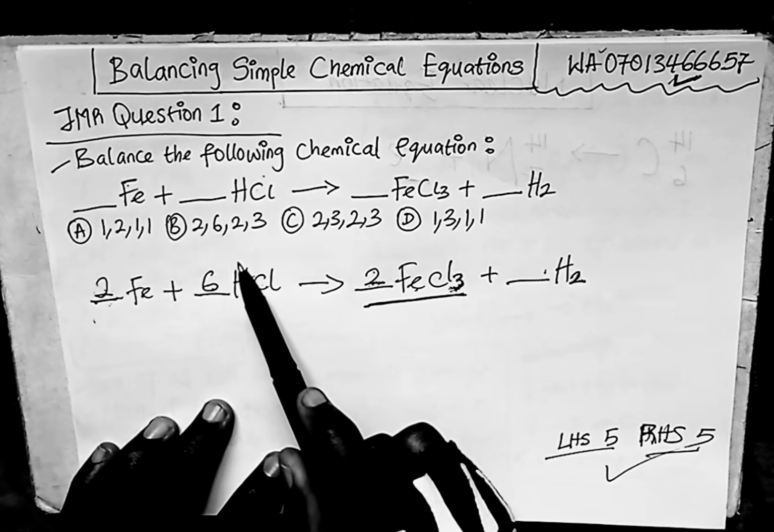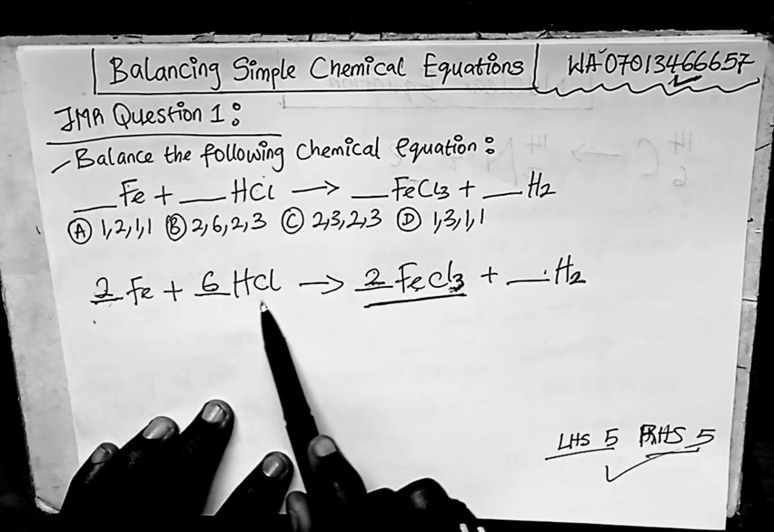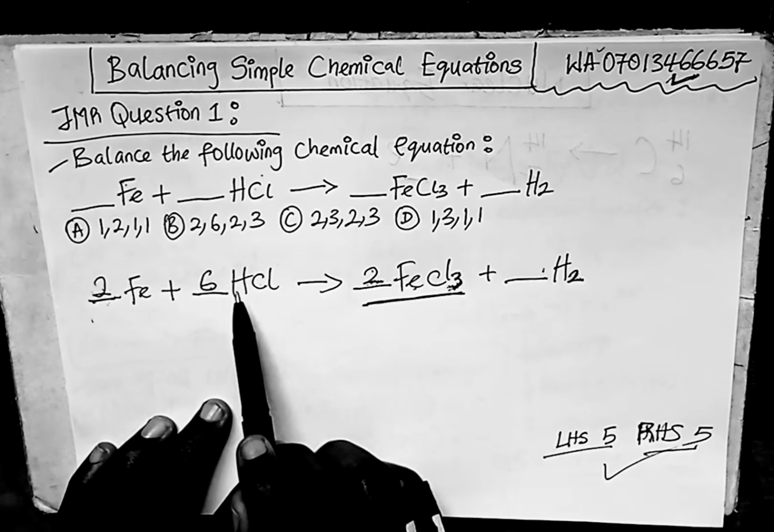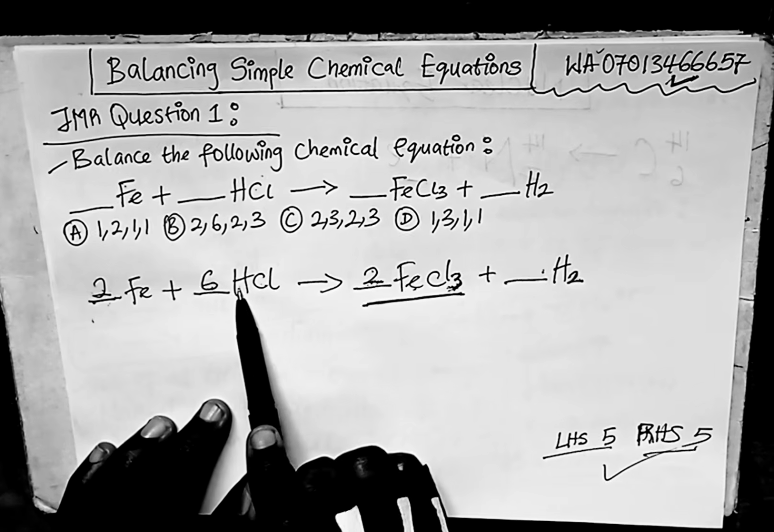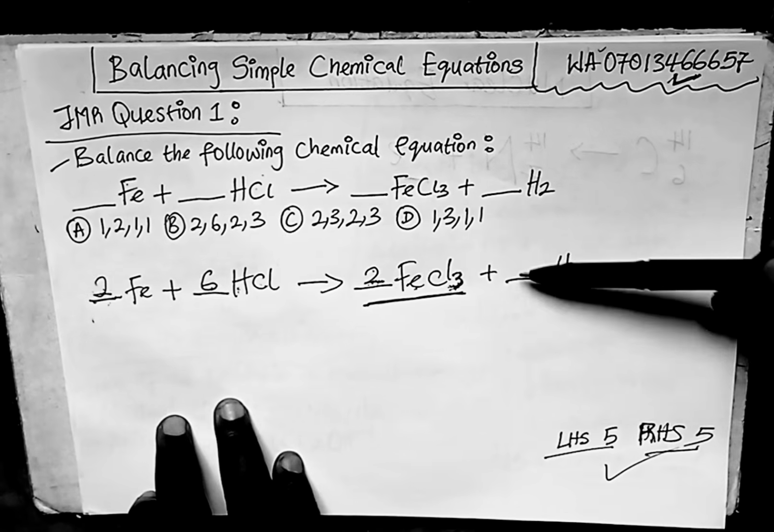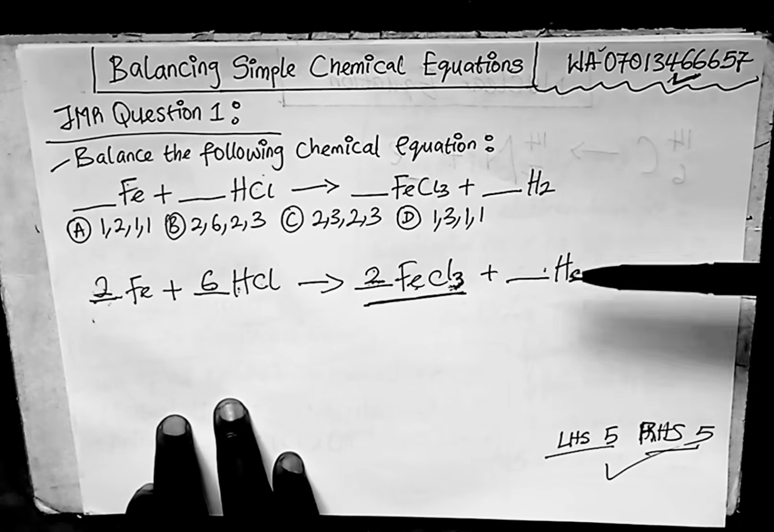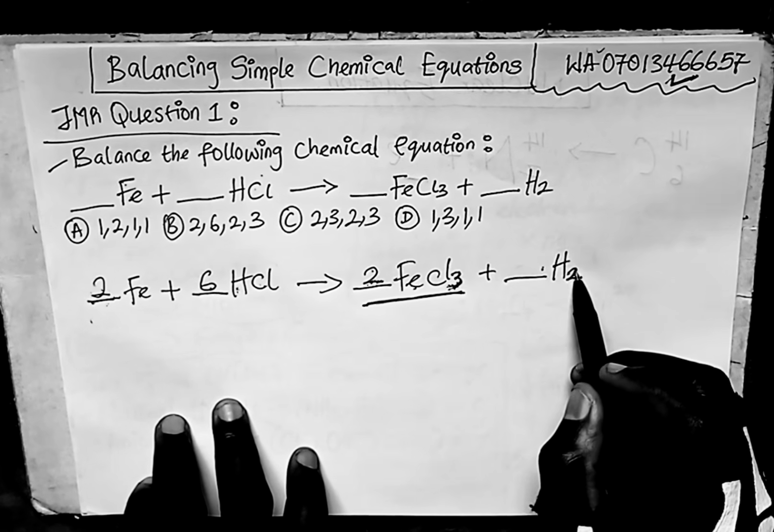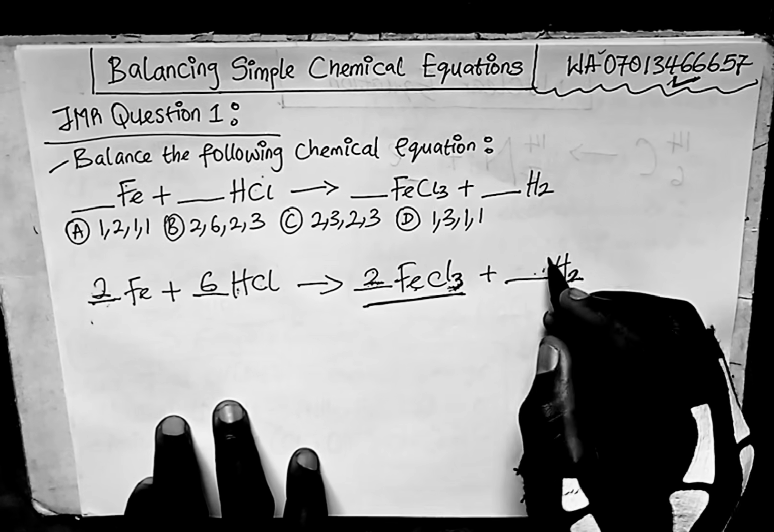Now, any coefficient applies to everything in the compound, all the elements. So here it applies to hydrogen, and we have 6 hydrogen. Since we have 6 hydrogen, what are we going to put here to balance the hydrogen? Remember, it's 6 that we are looking for. So we look for what to multiply these 2 by that will give us 6, which is 3.